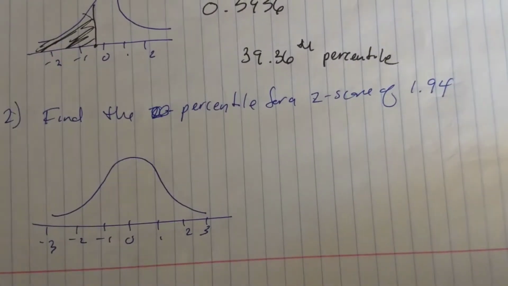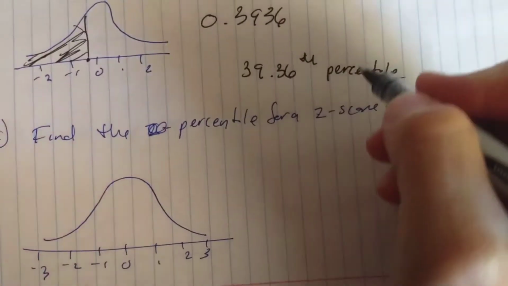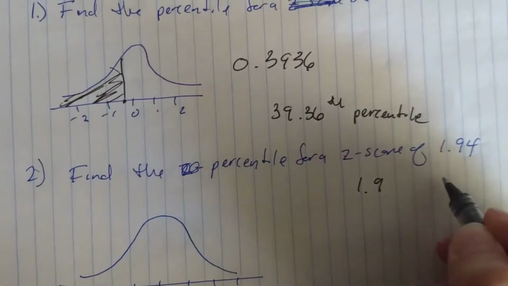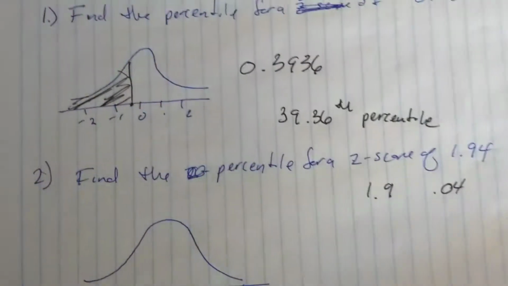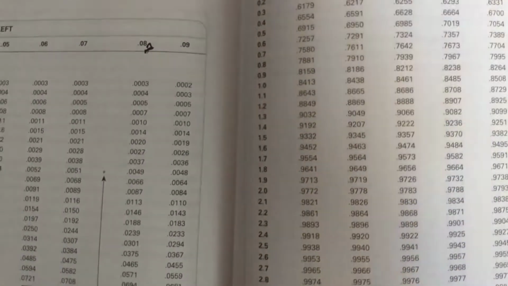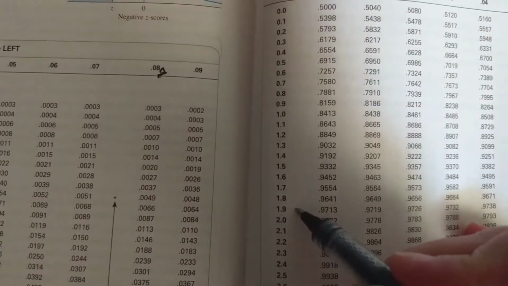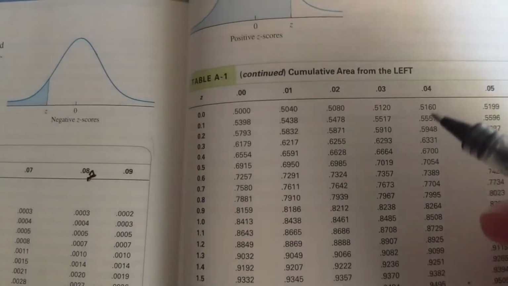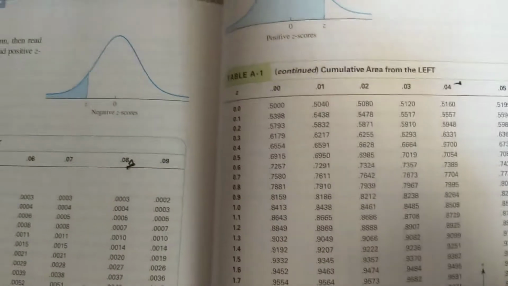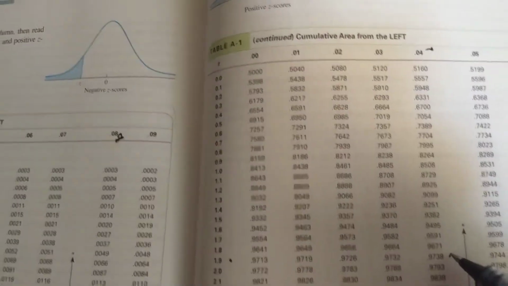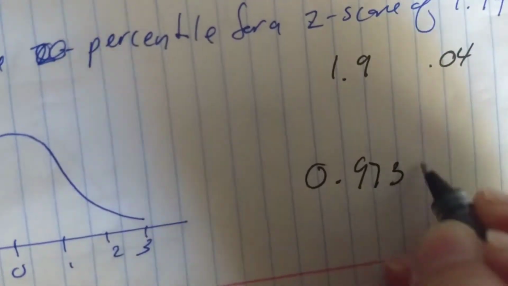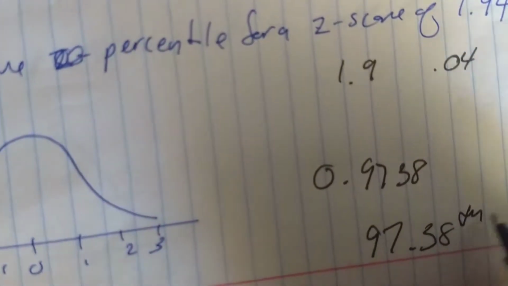Now we're going to do this again with another example. Find the percentile for a z-score of 1.94. So we'll look for the first row, 1.9, and then we'll look for the column, 0.4. On this side, we've got the positives. Let's get some focus. All right, so 1.9 is here. And then the column 0.4 is here. So we go down, go together, and we're at this data point, 0.9738. 0.9738, or 97.38th percentile.